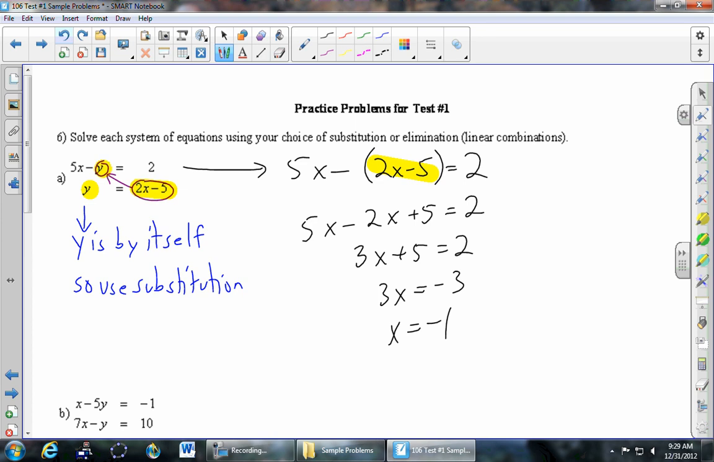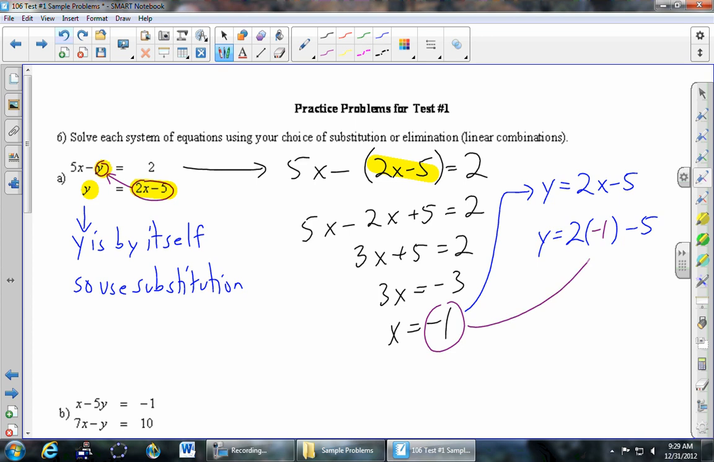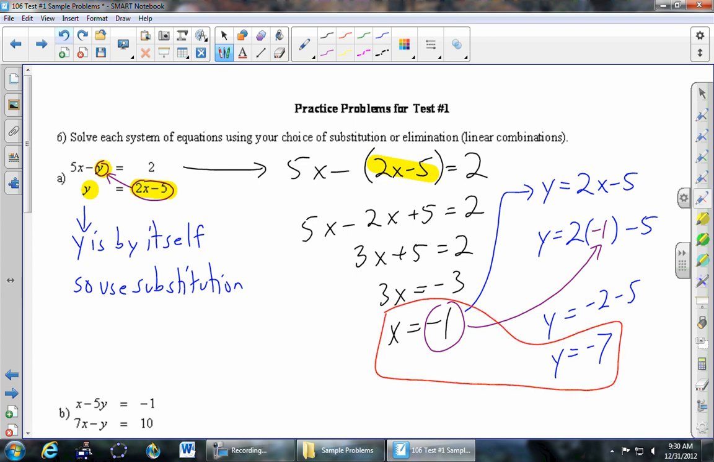And then how do we figure out what the y is equal to? Well, let's go back to the original equation that we substituted. That was y equals 2x minus 5. We just figured out x is negative 1. So we just plug it back in. So y equals negative 2 minus 5. y is equal to negative 7. So when all is said and done, we just got our two answers here at the bottom: x is negative 1 and y is negative 7.